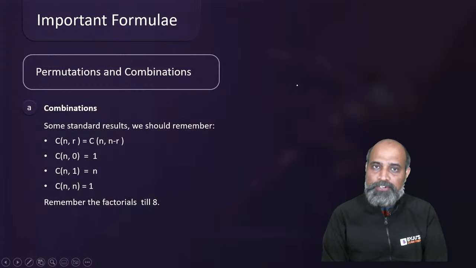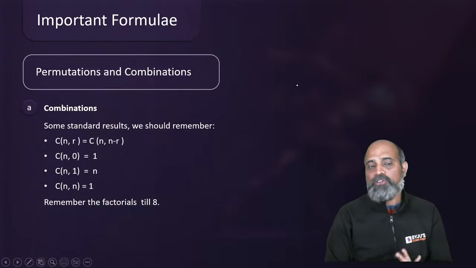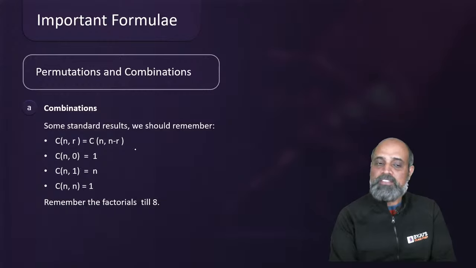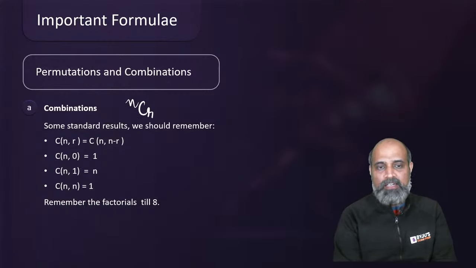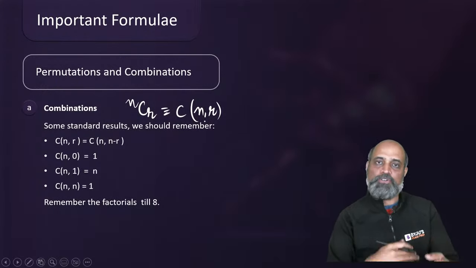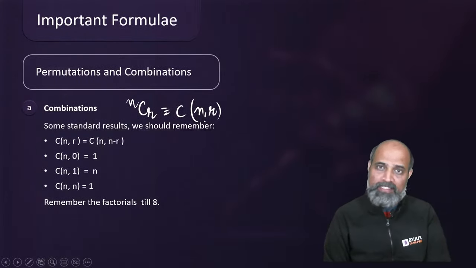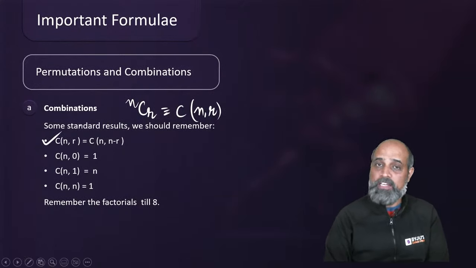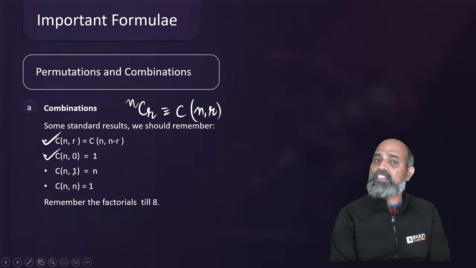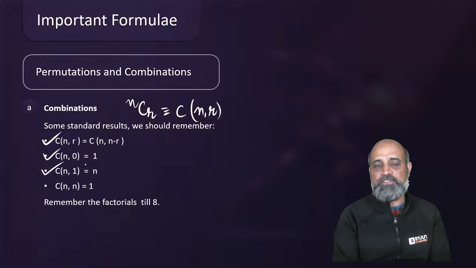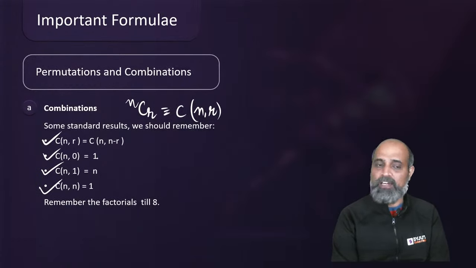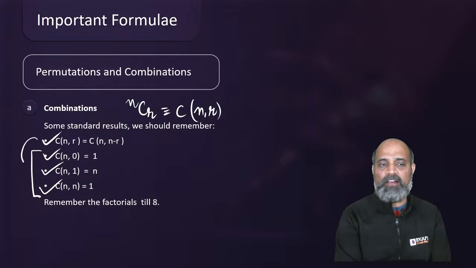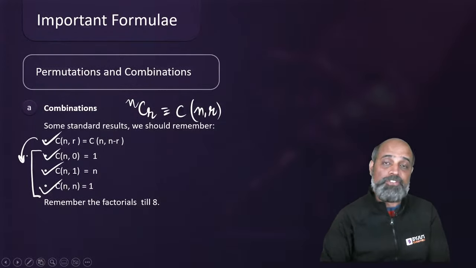Next, permutation and combination. So combination, also known as NCR, we have a few things. NCR is also written like this, so that we don't have to deal with superscripts and subscripts while typing. NCR is the same as NC(N minus R). This is one very important result. The second result is NC0 is always 1, while NC1 is N and NCN is 1. The next three are deductions from the first result.